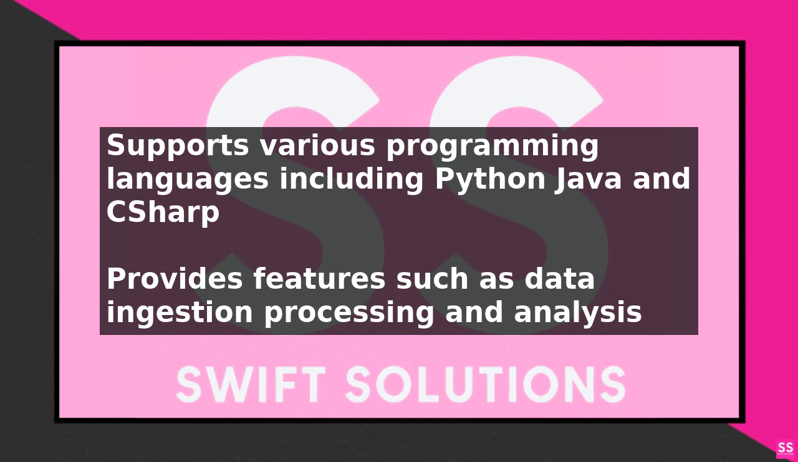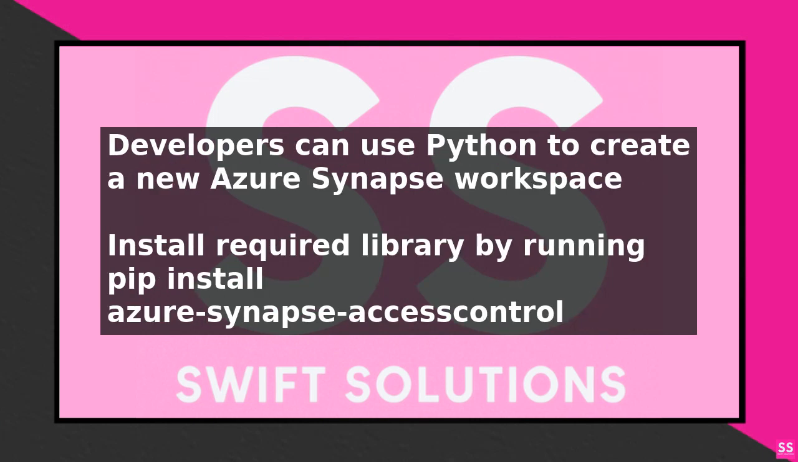Best practices. When using the Azure Synapse Client Library, it is essential to follow best practices to ensure optimal performance and security. One key best practice is to use authentication and authorization to protect data. Another best practice is to use data encryption to secure data in transit and at rest. Additionally, developers should use logging and monitoring to track performance and identify issues.